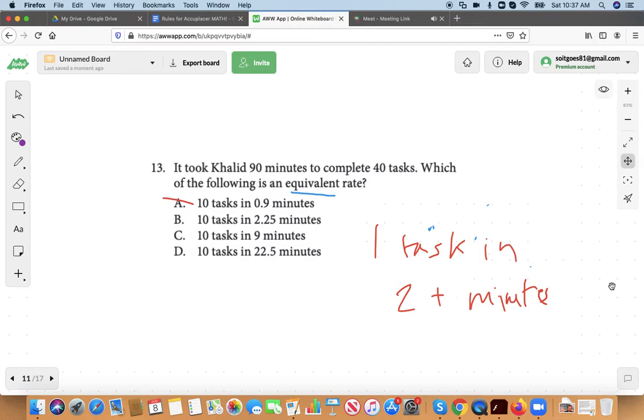What about 10 tasks in 2.25 minutes? It's just a little more than 2 minutes. Could he do 10 tasks in 2.25 minutes? No. Why not? Tell me why not. Because you can only do one task. Yes.